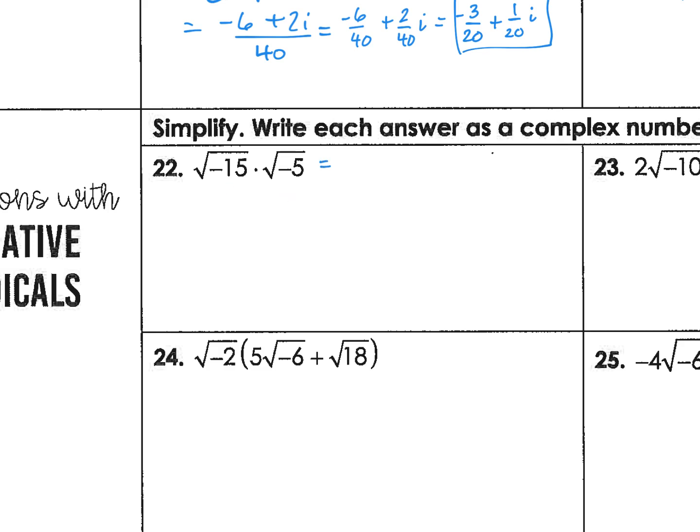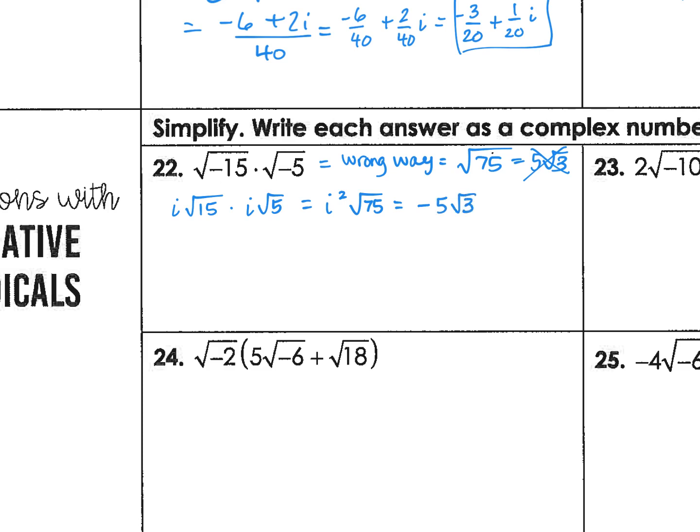If you were to combine these, this is the wrong way. You would say square root of 75, which you would then say was what? 5 root 3? Okay, that's wrong. What you should say is this is i times the square root of 15 and i times the square root of 5, right? So now this becomes i squared times the square root of 75. Well, square root of 75 is still 5 root 3. We didn't get that part wrong, but what did we get wrong? We got the negative wrong. So this is negative 5 root 3. That is the right way.